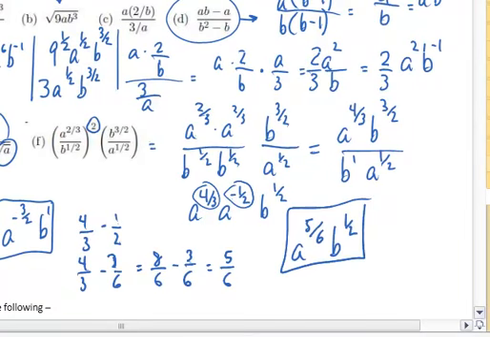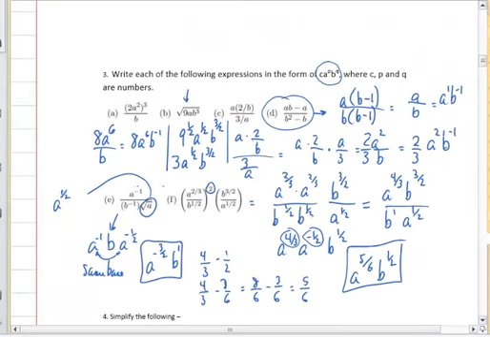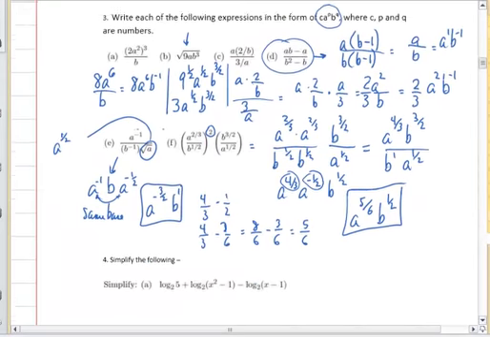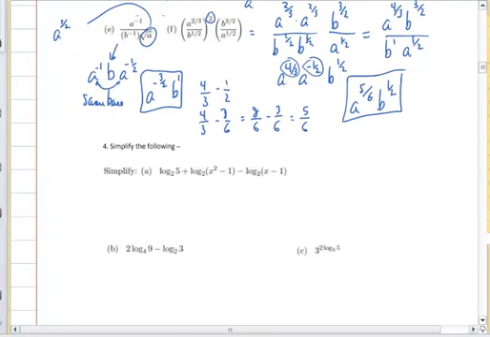Let's see how we're doing on time. And we're 5 minutes into this problem. So now let's move on down to number 4, simplifying logs. So we talked about how to simplify logs in pre-calc, and I'm sure you talked about it in honors.